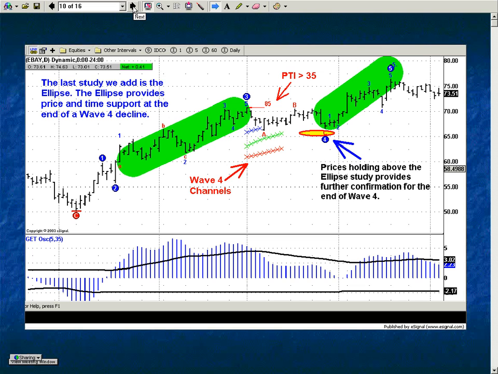And the last study that we add to this is called the ellipse study. The ellipse study provides both price and time support for the end of a wave 4 decline. The price holding on the ellipse study provides further confirmation for the end of wave 4.